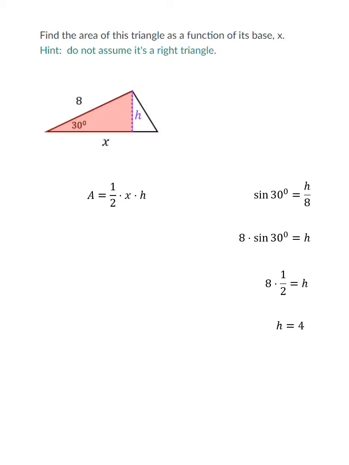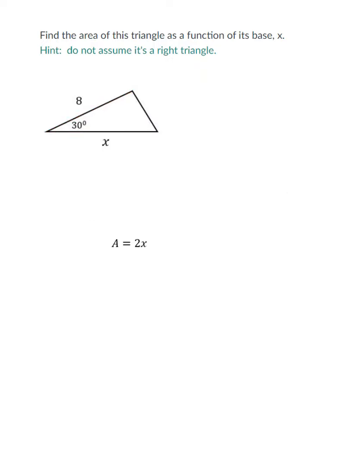What does that mean physically? That means that no matter what the base of this triangle is, and it can be very short or very long, the height of this triangle is going to be 4 no matter what. So I can now plug that 4 into the area equation, and multiplying the 1/2 times the 4 tells me that the area of this triangle is 2x. And that completes this problem.